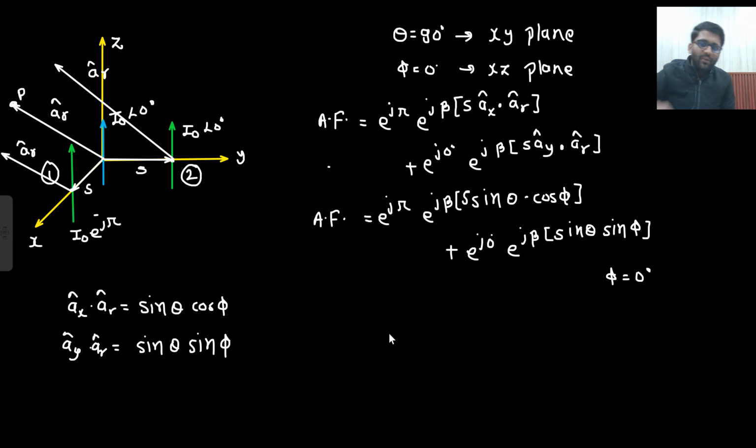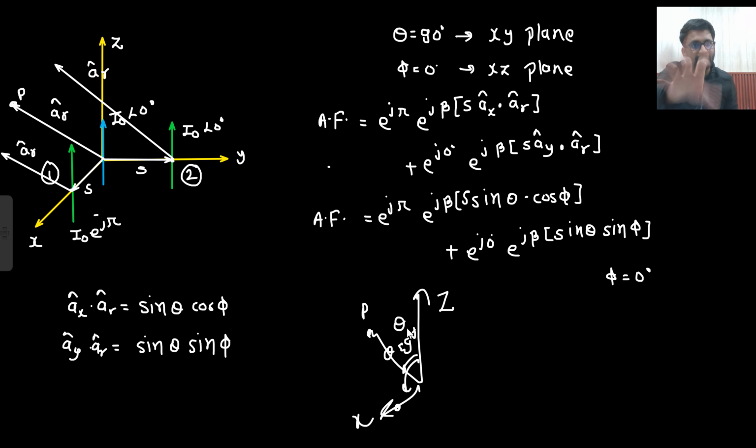What I mean to say is that this is my ZX plane. Now point P could be anywhere. If point P is on the x-axis, then I can say my theta is equal to 90 degree. But point P could be anywhere, no? So for that there will be some specific theta. So theta should remain there as it is.